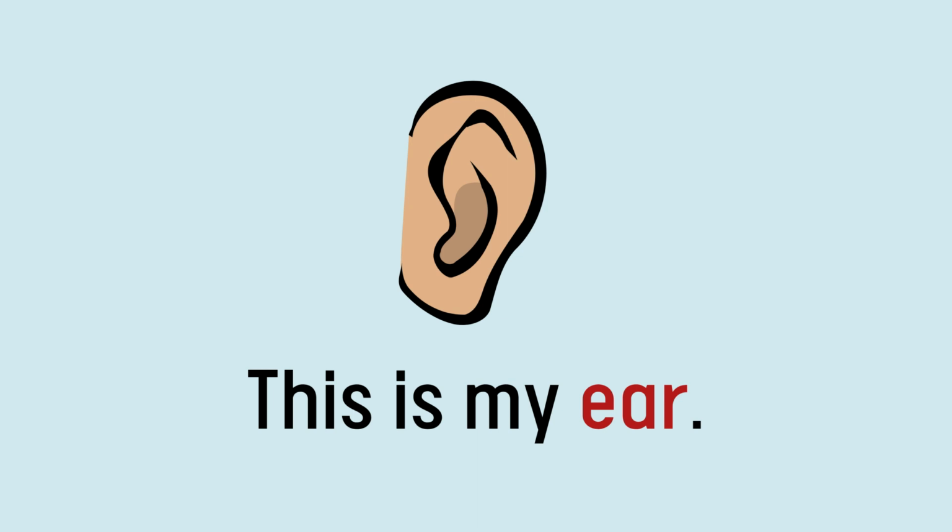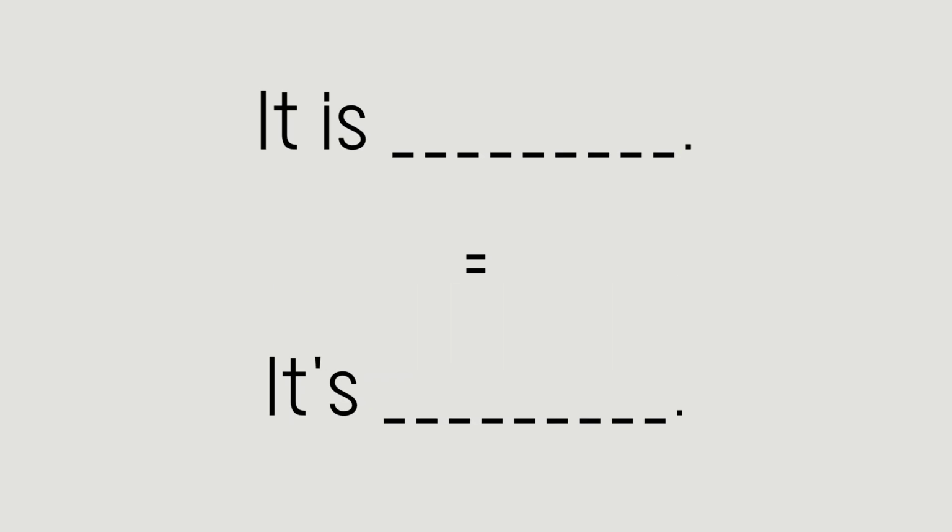Good job! So, we have learned how to introduce or name something that belongs to us. Now, let's tell more about these objects. Let's talk about their colors. When you want to talk about the color of an object, we use the phrase it's. The word it's comes from the phrase it is. We can shorten it by adding apostrophe s after the word it. So, it is becomes it's. Don't worry, both are correct.